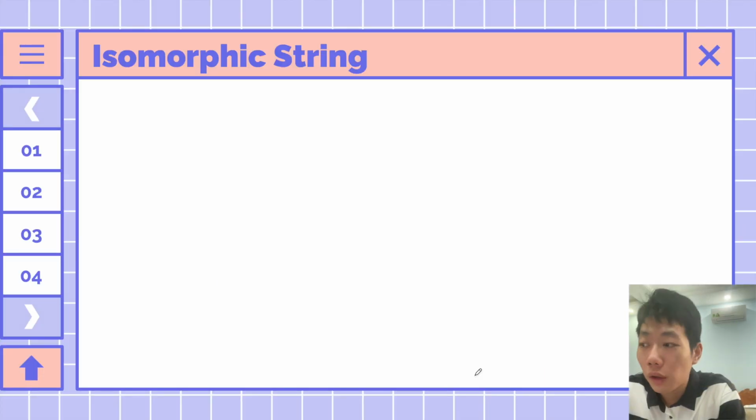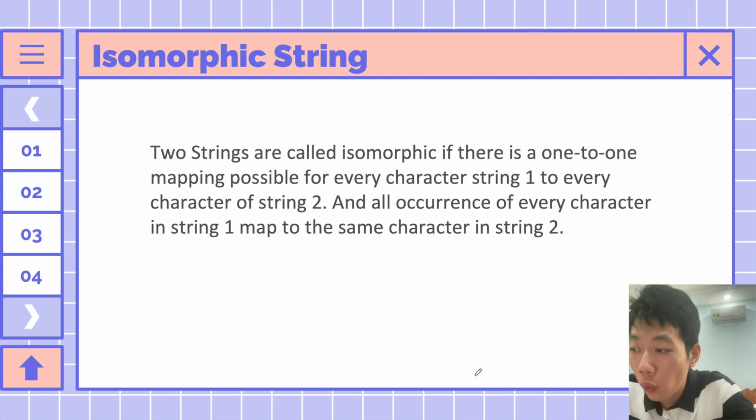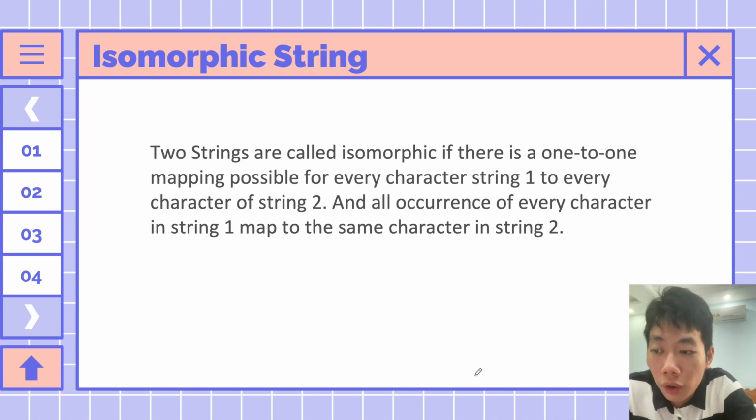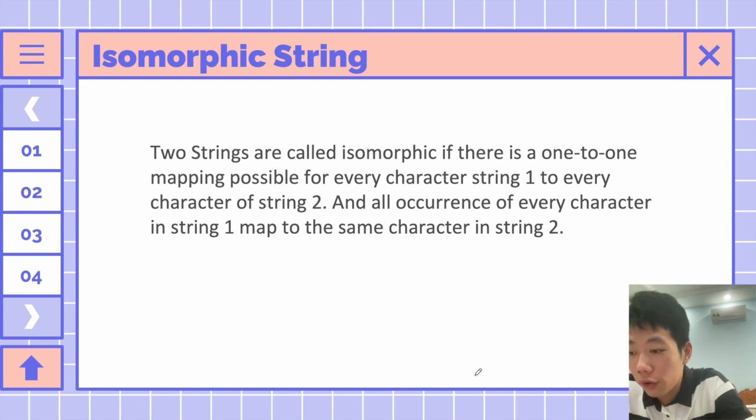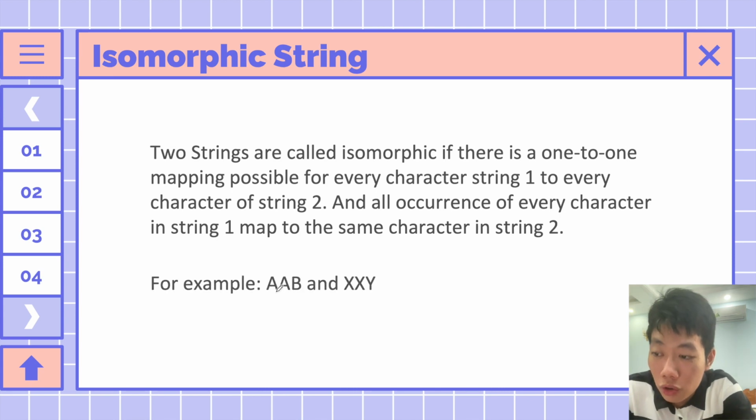So what is an isomorphic string? Two strings are called isomorphic if there is a one-to-one mapping possible for every character of string 1 to every character of string 2, and all occurrences of every character in string 1 map to the same character in string 2. For example, string 1 is AAB and string 2 is SSY. The letter A here is mapped to S, and the letter B here is mapped to Y. So these two strings are isomorphic.